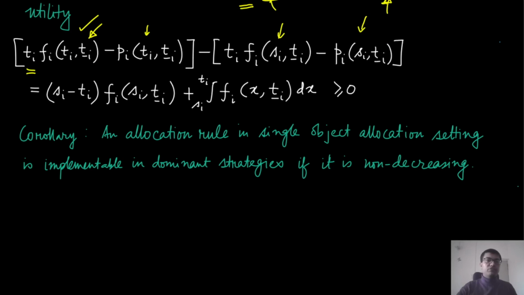An alternative way of mentioning this is that this allocation rule in a single object allocation is implementable in dominant strategies if it is non-decreasing. But Myerson's result is saying more, that the payment formula must be of that form. No other kind of payment can implement this. Alright, so that completes the proof of a very important result, namely Myerson's result for single object allocation.